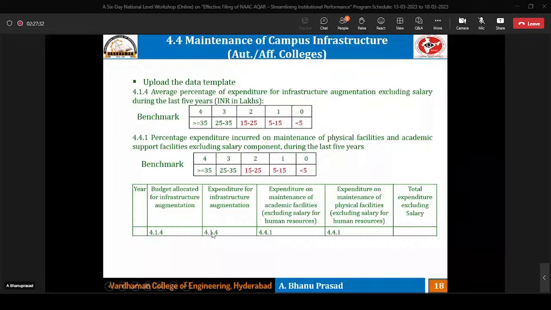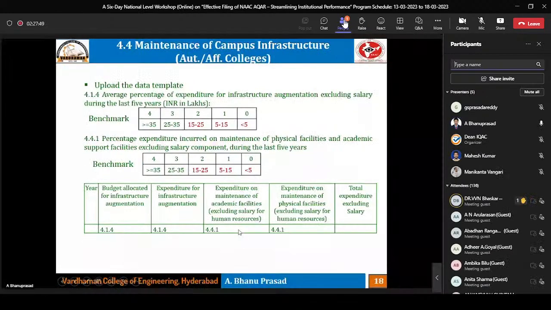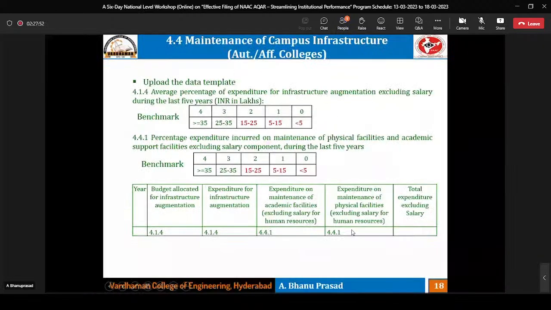laboratory or sports and games, all these come under this. And to maintain them, the academic facilities and physical facilities maintenance will come under 4.4.1. The total expenditure exclusively for facilities can be added up and given in this, and year wise you can accumulate it. And if you see here, augmentation greater than or equal to 35 lakhs, you can have 4.